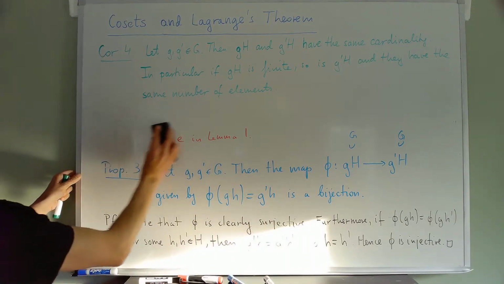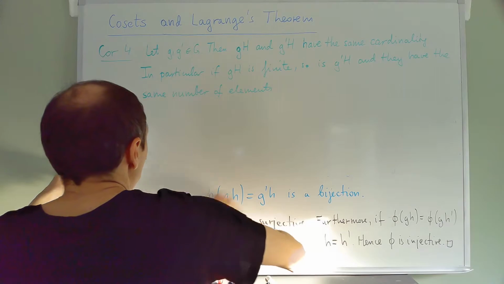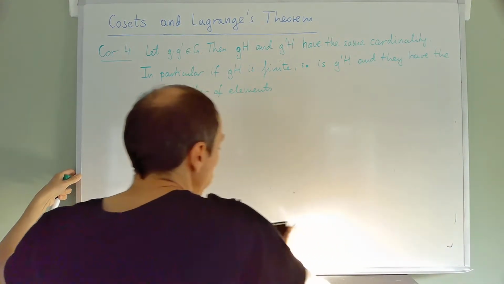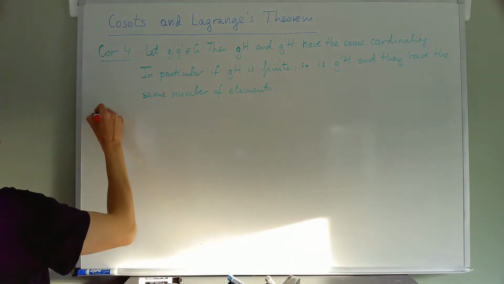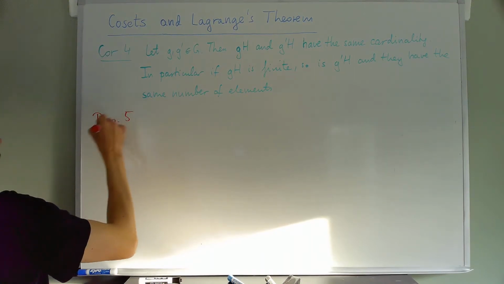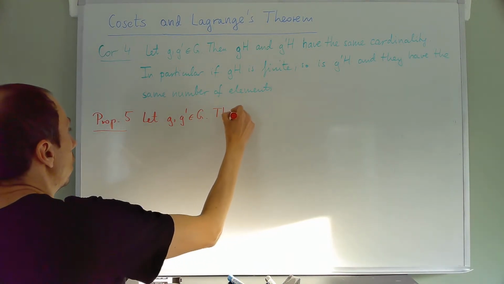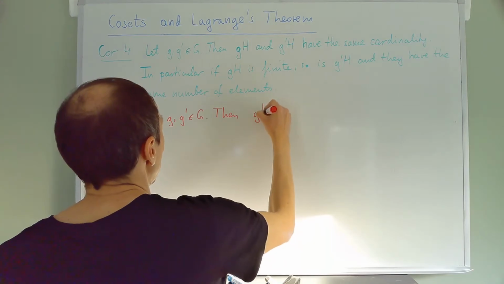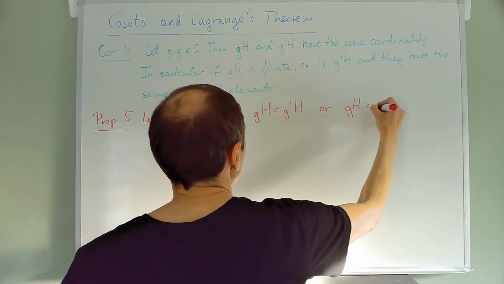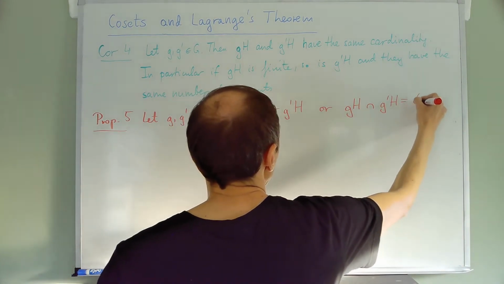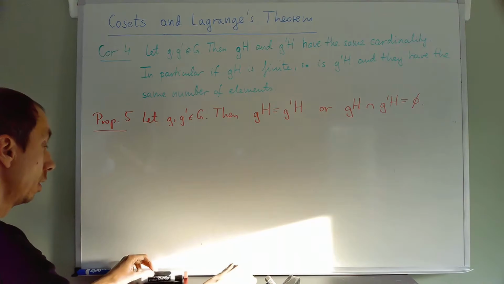Okay, so now we are ready to prove this last property of cosets that I kept talking about, namely that they are either equal or disjoint. So that's going to be our proposition 5. Let g' be in G, then gH is equal to g'H, or their intersection is the empty set. Only these two possibilities can occur. Let's prove it.